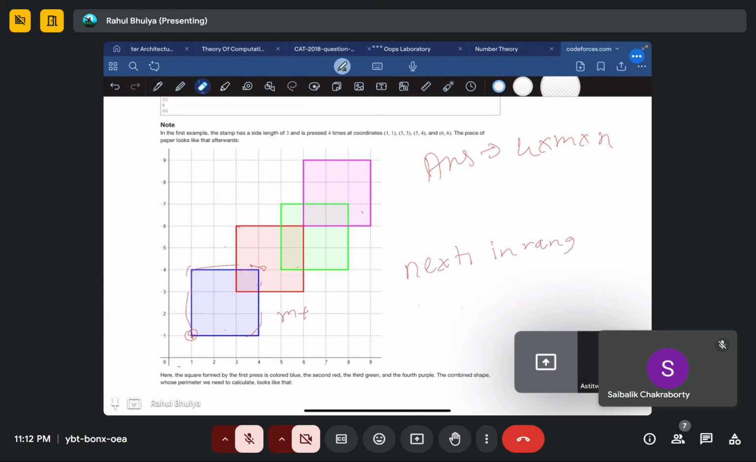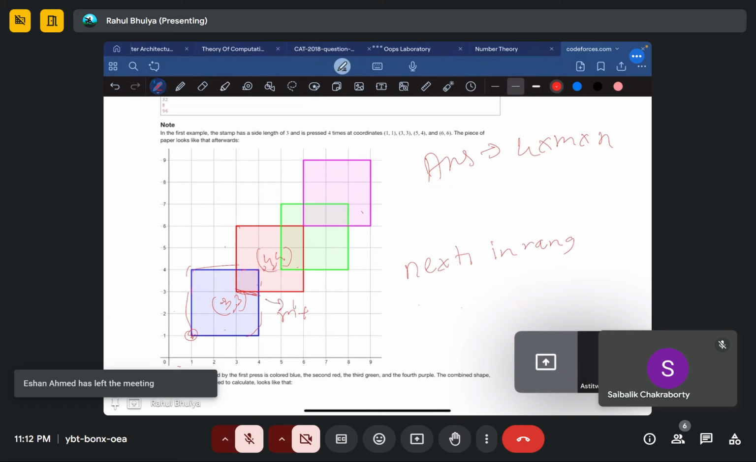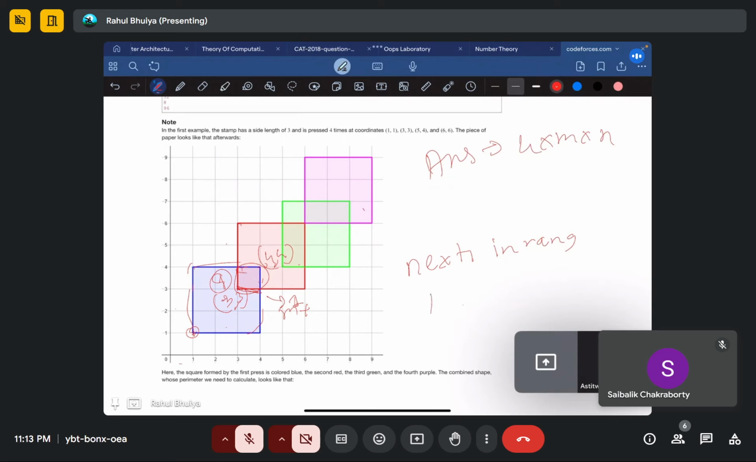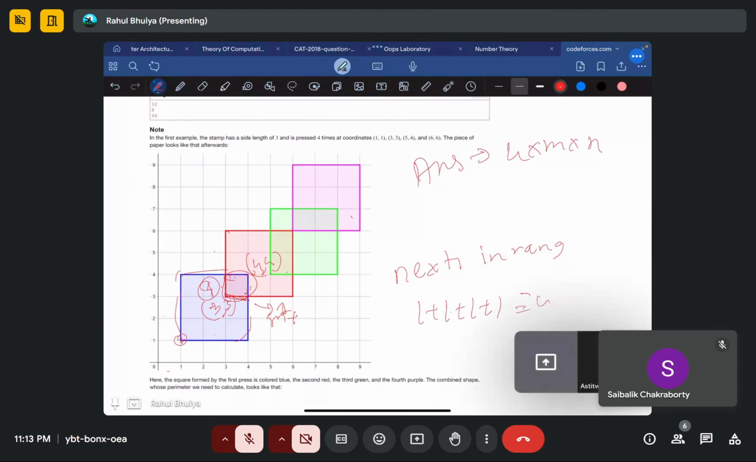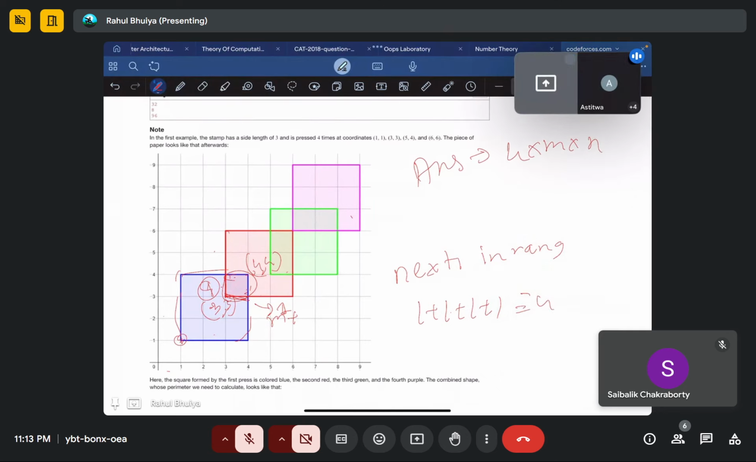So since this point is 3 comma 3, and the final point was 4 comma 4, what is the difference? 1. Since there is one, there will be one block here, 1 and 1. So we need to subtract what area? This area only. So this would be 1 plus 1 plus 1 plus 1, the summation of these four sides. This is 4. Okay.